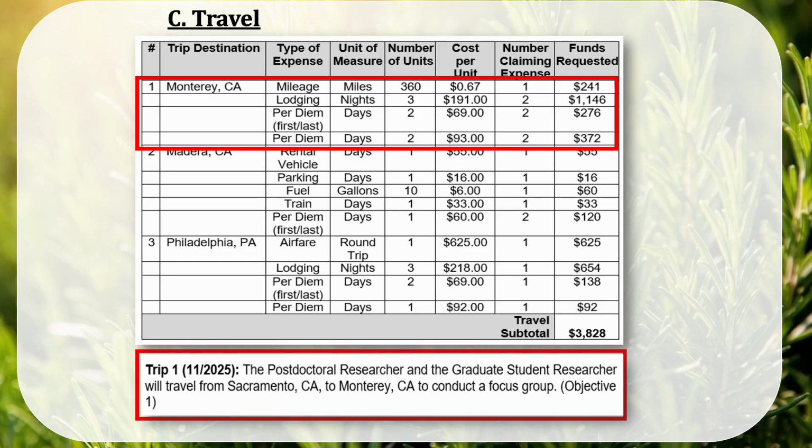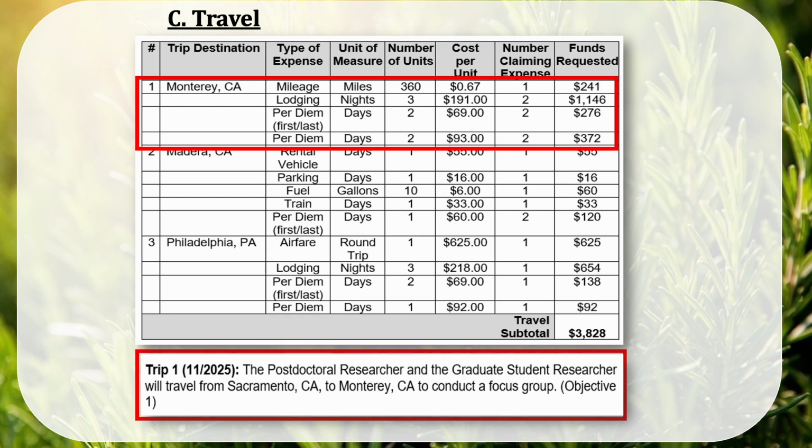This example includes 4 separate trips. For trip 1, the destination is Monterey, California, and there are 3 associated expenses: mileage, hotel, and meals. On the mileage line, 360 miles requested at a cost of 67 cents per mile.